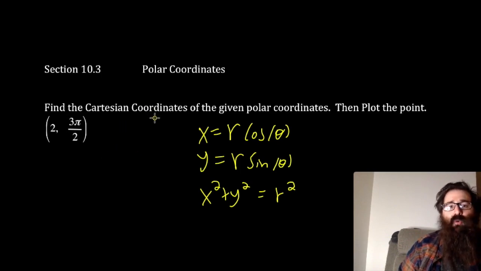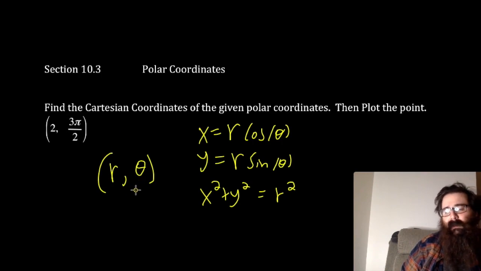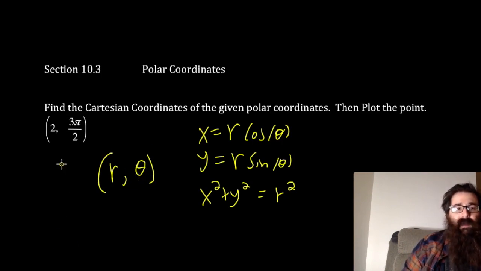Find the Cartesian coordinates of the given polar coordinate point, and then we just want to plot the point. We can actually get some nice insight this way. Since I'm given the polar point, it is important to know that that would be given r first and then theta second, so r comma theta is our polar point, and we'd like to get another ordered pair x comma y to represent this. So right away, I actually know a couple things that are important. I know that r is 2, and that theta is 3 pi over 2.